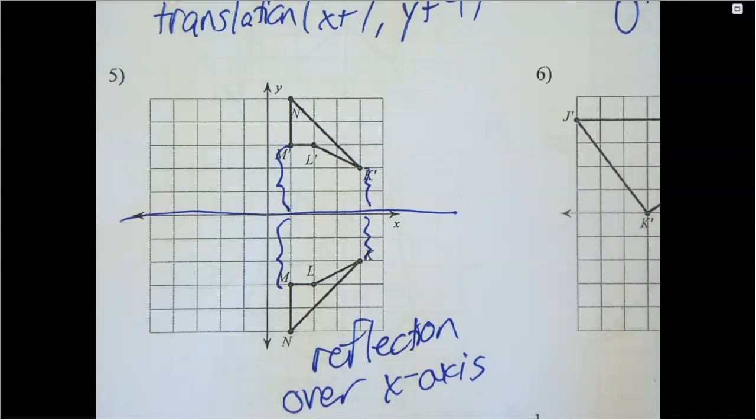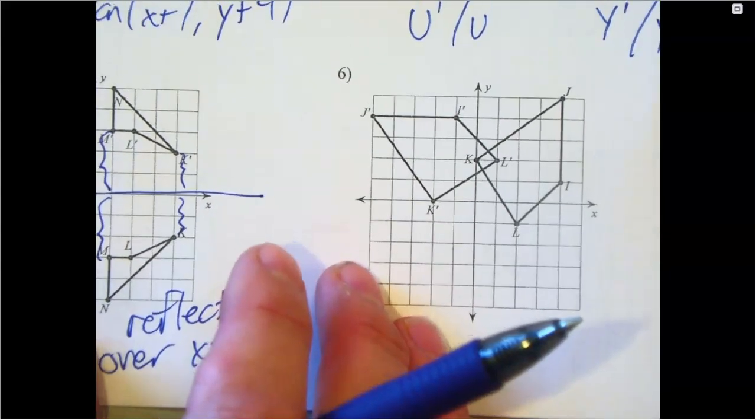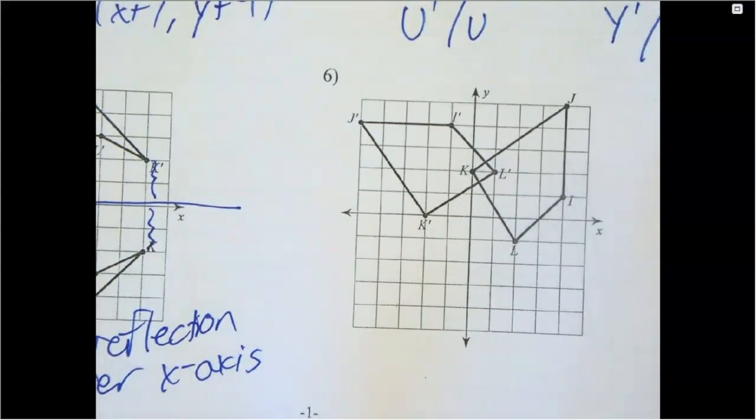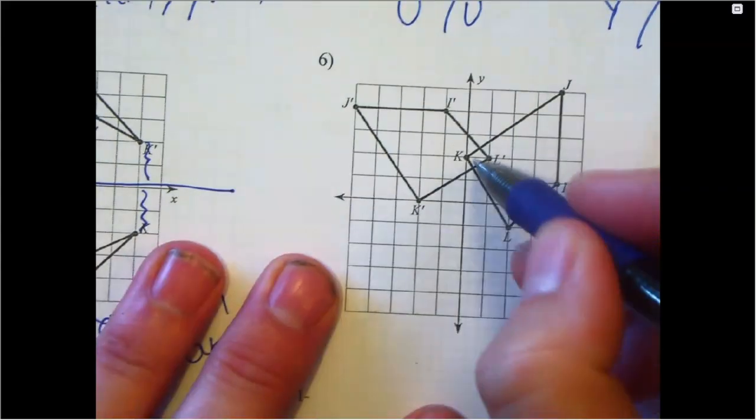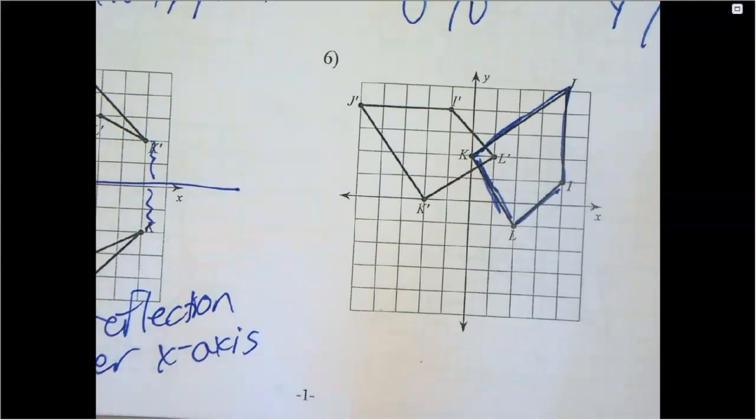So I saved the rotations for last because I think they're the most confusing for most people. See how it goes. This is my original shape. So I guess I should start. Can we tell it's not a dilation? It's not getting bigger, right? It's not a translation because that shape would have stayed the same. It almost looks like a reflection, but not quite. Like that L prime, if you reflect it over the y-axis, you have to end up there, and that doesn't match up, so it's not a reflection. So it's going to be a rotation.